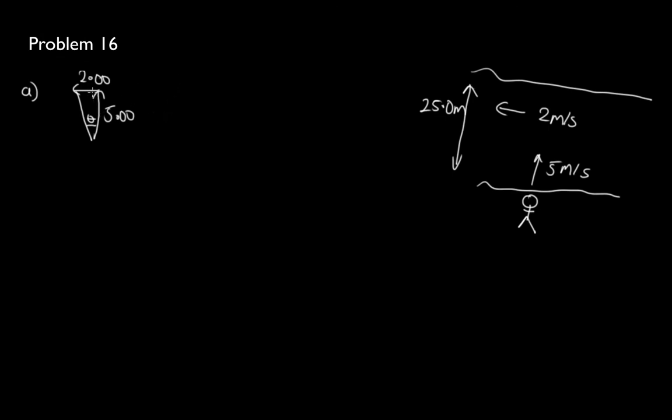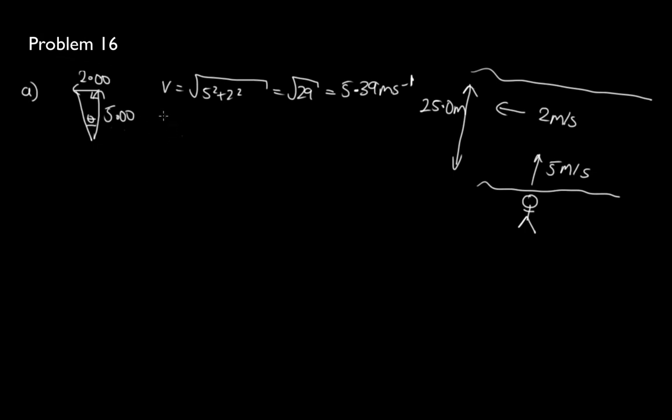We can use Pythagoras' theorem. These are perpendicular to each other. So we've got V is equal to the square root of 5 squared plus 2 squared. And so that's 25 plus 4, so the square root of 29, which is equal to 5.39 meters per second to three significant figures.